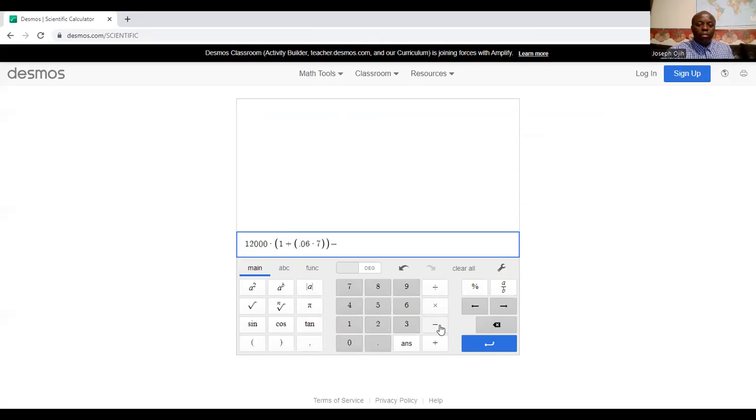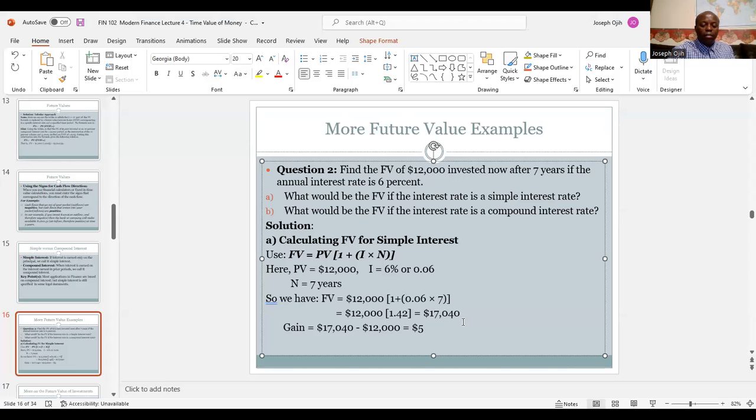Excuse me, let me clear this. $17,040 minus 12,000 invested. Okay, 5,040 is the gain. So $5,040 is the gain if it is invested using simple interest.